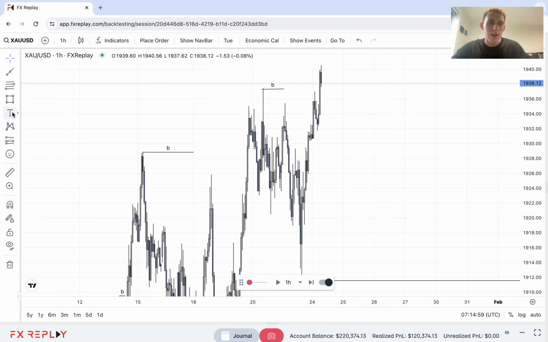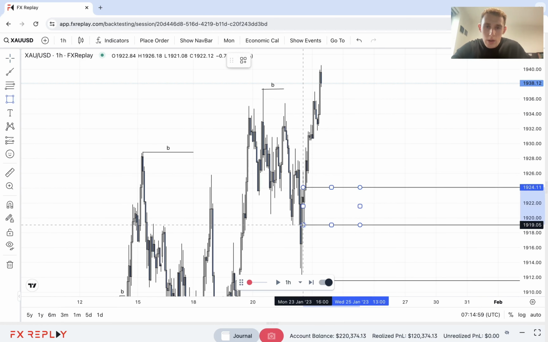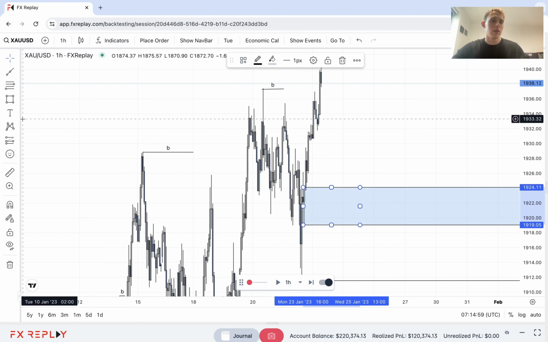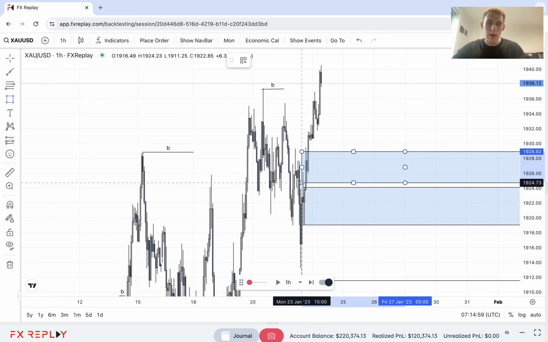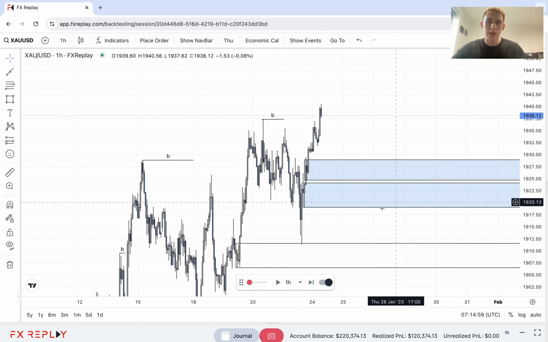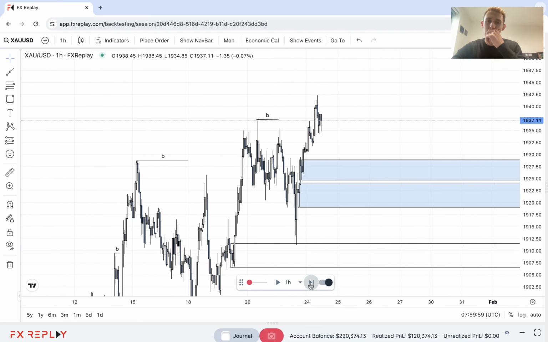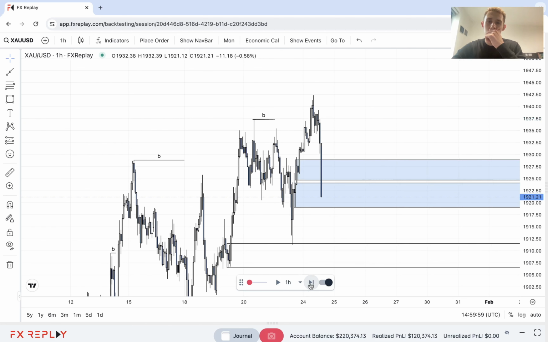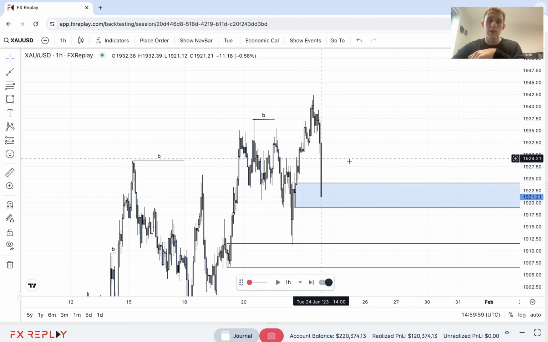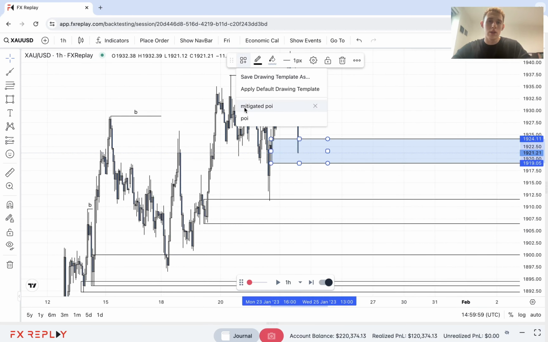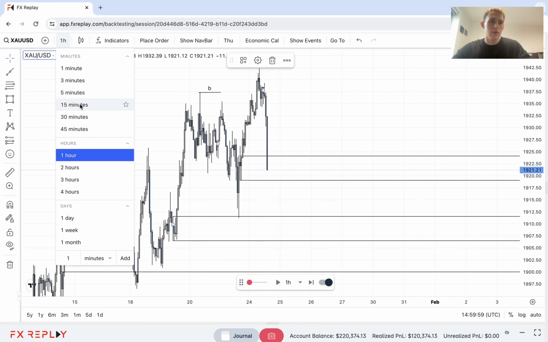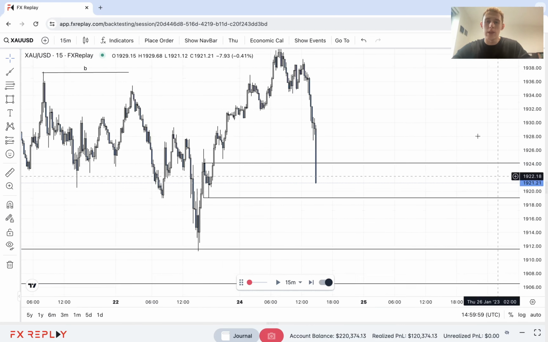The next area I'd look at would be this one and this one as well. So see if price can pull back into this. Okay, so the first one just got blasted straight through. See what happens within this zone.